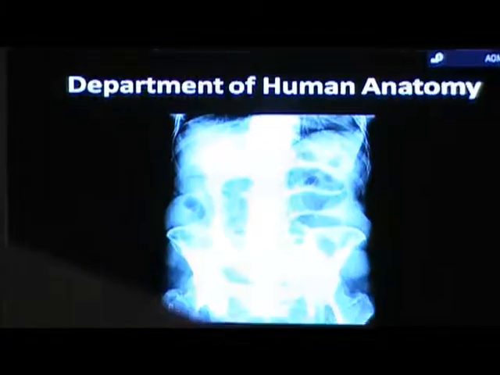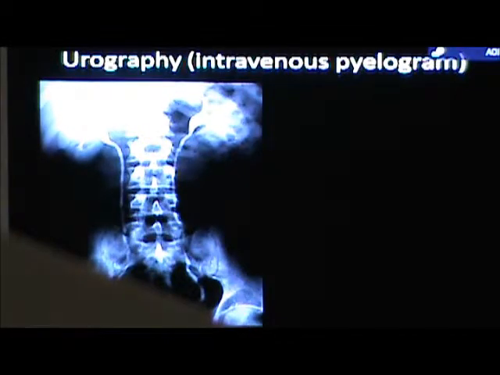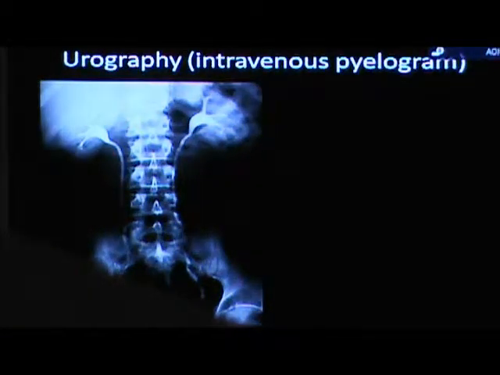Okay, so the second radioanatomic part of the abdominal cavity, and today we will focus on the urinary system. And this is the picture according to the urinary system diagnostic method, which is called urography. You can also call it intravenous pyelogram. It depends on the level of the urinary tract we are focused on.